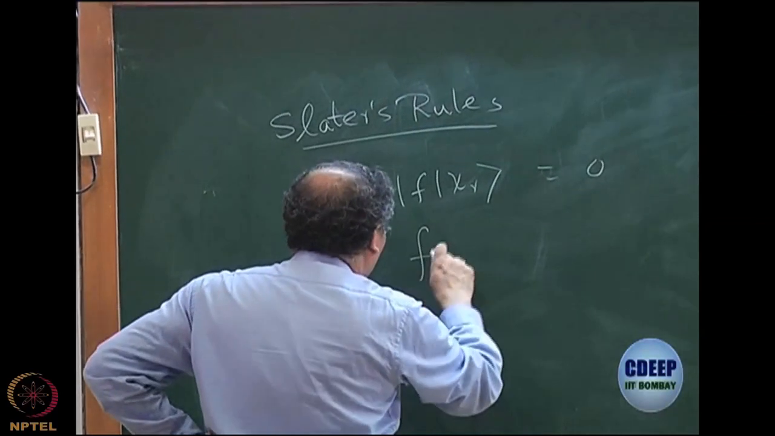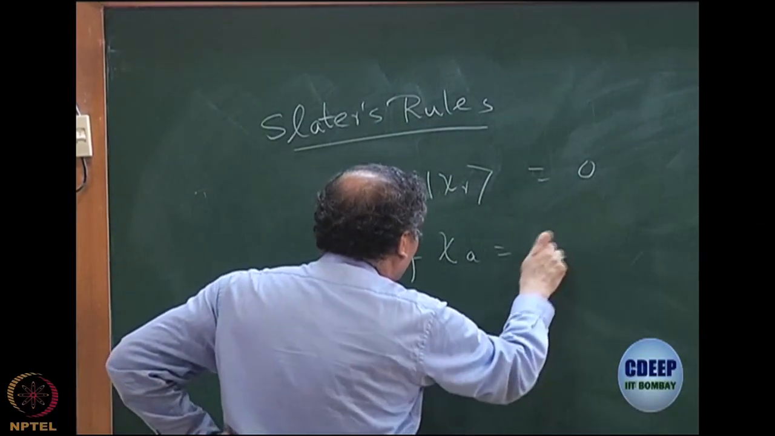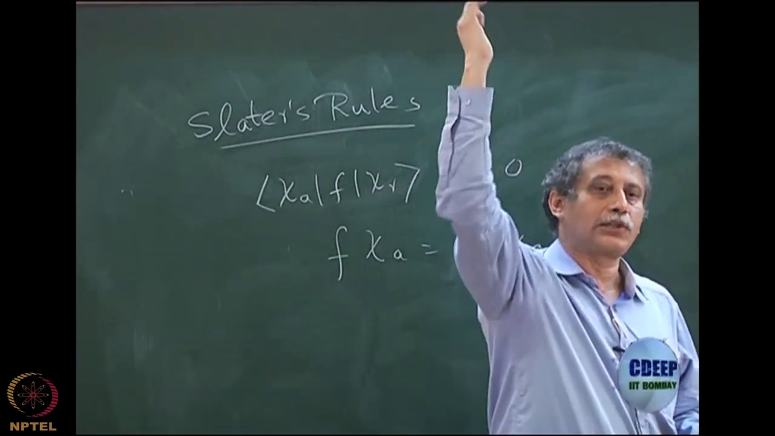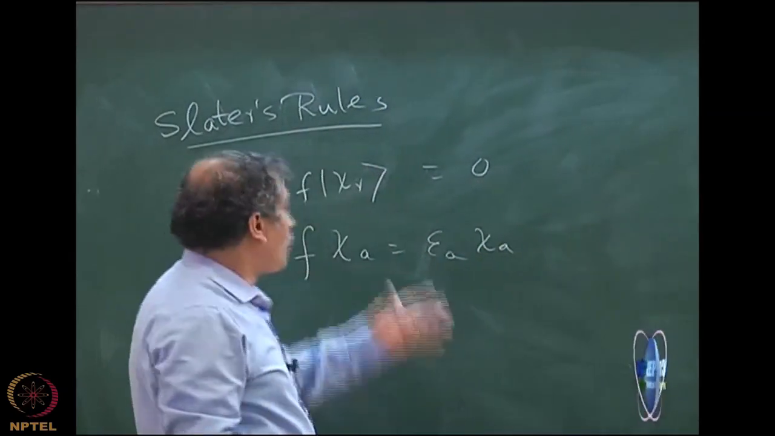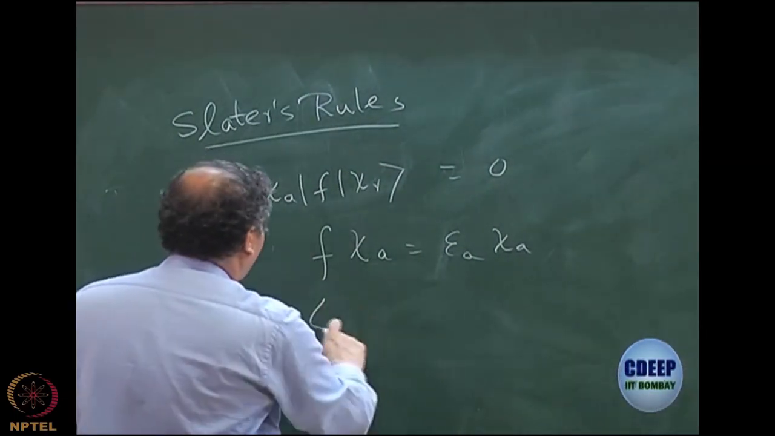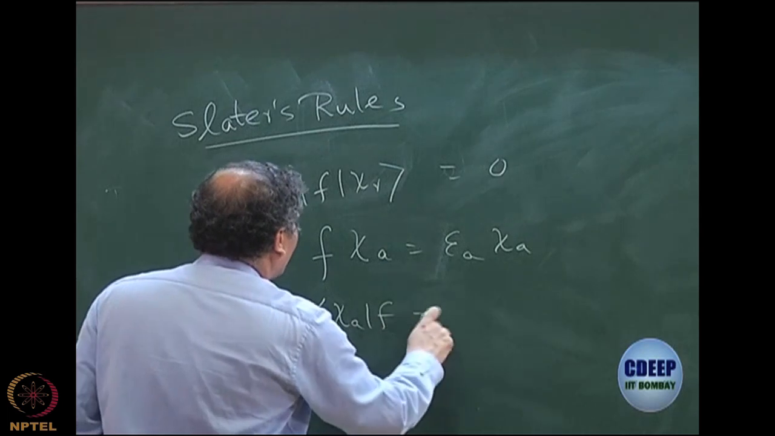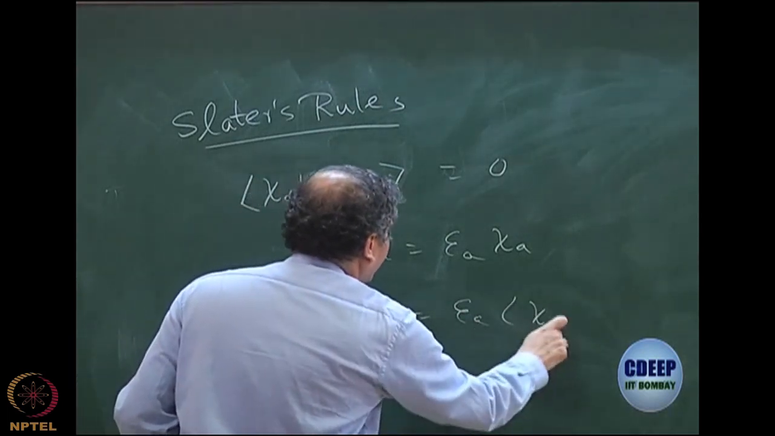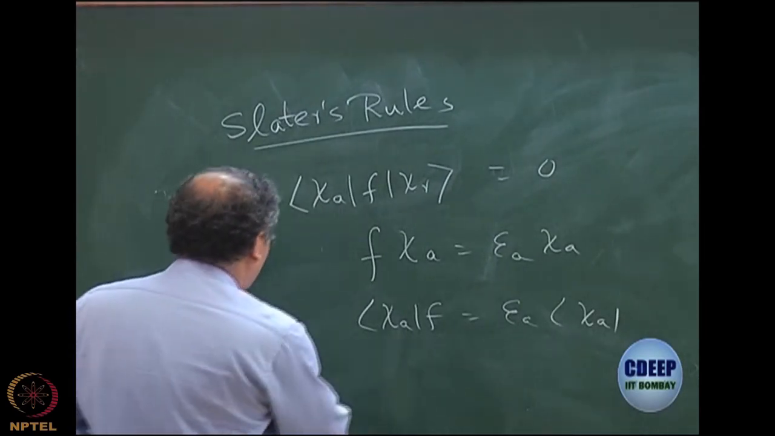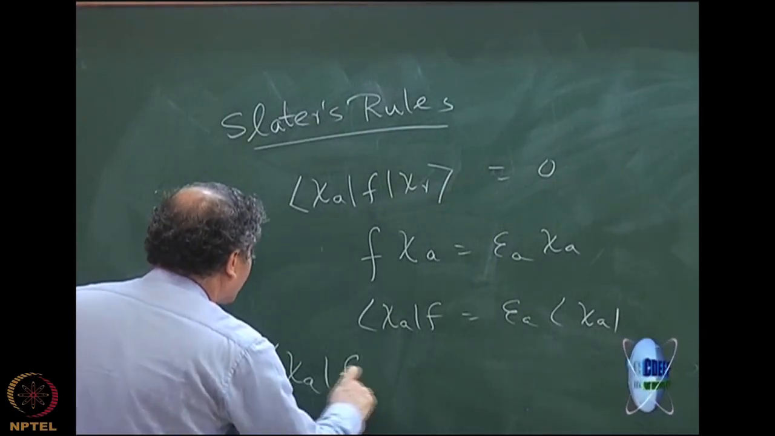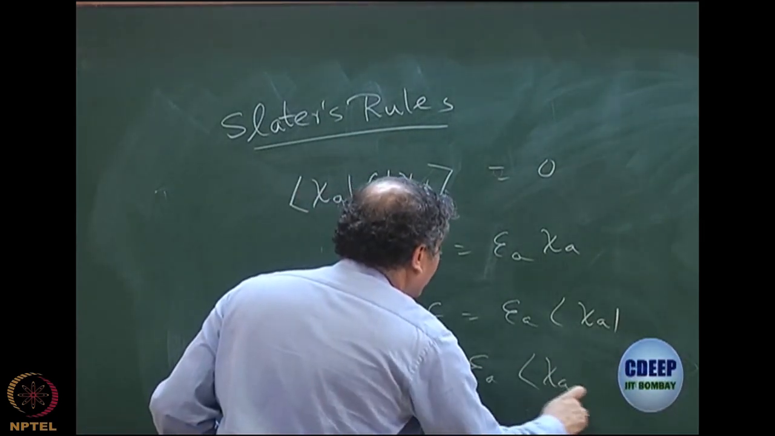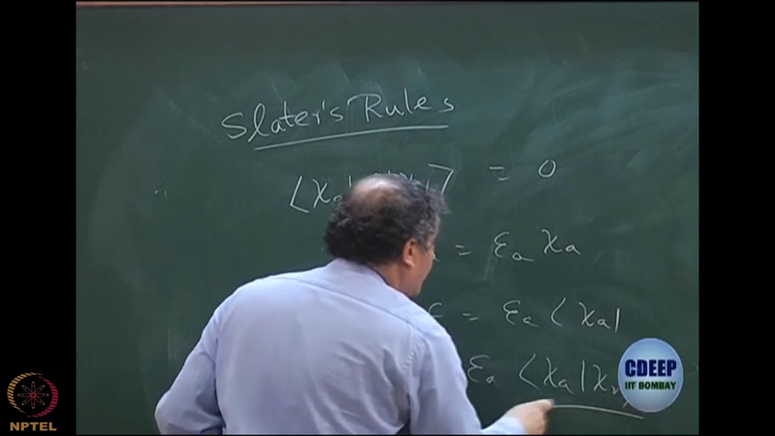So, you remember we have an eigenvalue equation f χ_a = ε_a χ_a, where a is 1 to n, and in fact all the r's also satisfy the eigenvalue equation, right? The unoccupied orbitals are also eigenfunctions. So, obviously ⟨χ_a|f is nothing but ε_a⟨χ_a|, correct? So, if I put this here, ⟨χ_a|f|χ_r⟩ is nothing but ε_a⟨χ_a|χ_r⟩, is it clear? And this is 0.